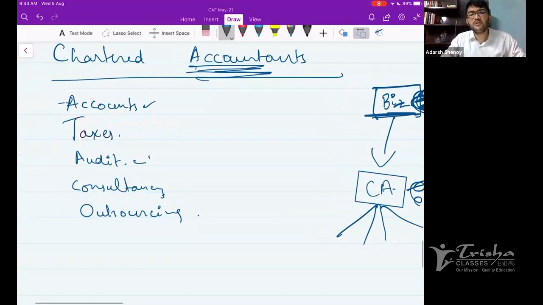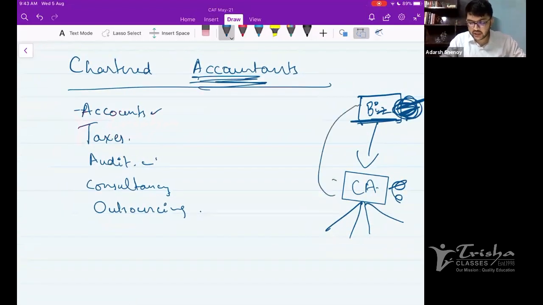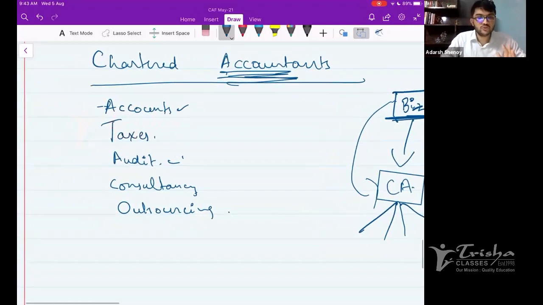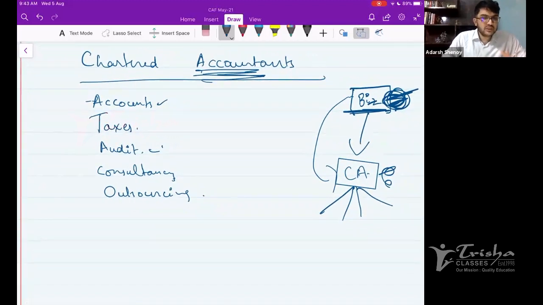So many small businesses take help of experts. We do outsourcing work, which we sit and do. We do it to help the businesses, and we charge every month, say 10,000, 20,000 rupees to those businesses for doing so much work. So these were some of the services that a CA will provide.